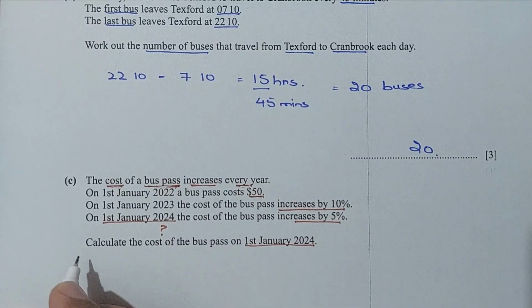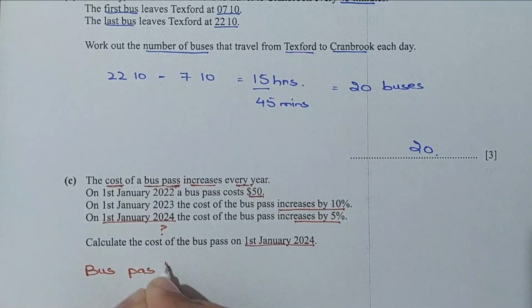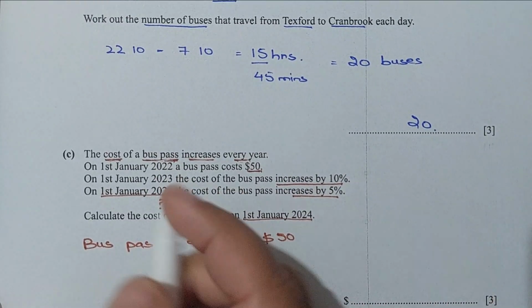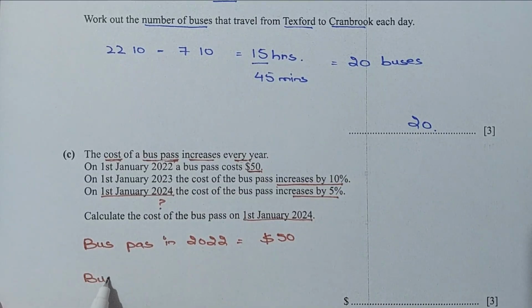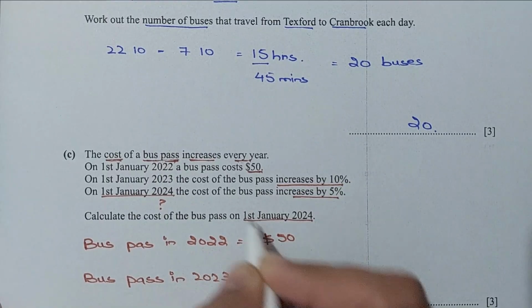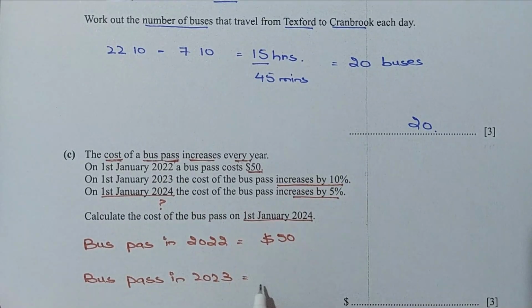So the cost of the bus pass in January 2022 is $50, and every year it is increased. Now the bus pass in 2023: the cost increased by 10%. So what is 10% of 50, and add it with 50?